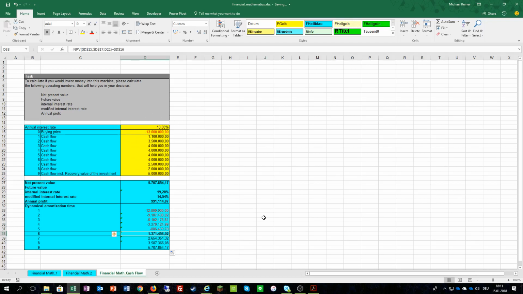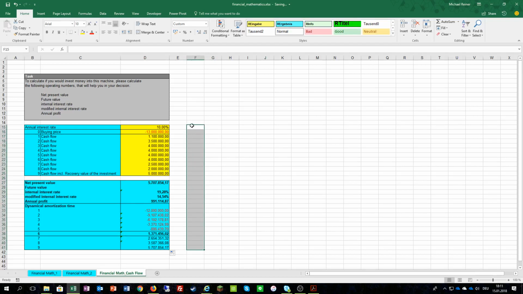For those 13 millions. And so if you have a second machine here and it gets about the same annual interest rate and almost the same buying price but different cash flows, you can calculate the net present value, the interest rate, the annual profit, and the dynamic amortization. And by comparing the two, you can judge which of the machines you would buy rather than flipping a coin.